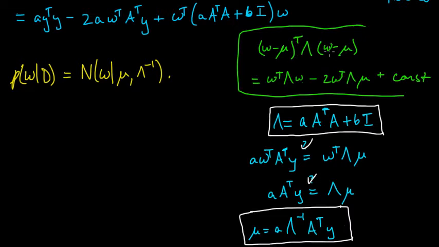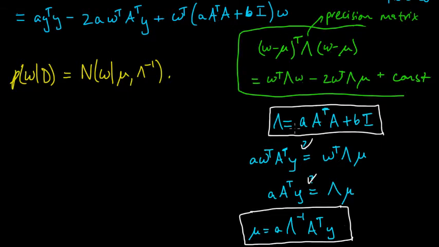A multivariate Gaussian in W has a density proportional to e to the minus 1/2 times something that looks like this, where this lambda is called the precision matrix, and it's just the inverse of the covariance matrix. We solved for what we needed lambda and mu to be, and if we plug those in here and multiply it out, we get something equal to this plus a constant.